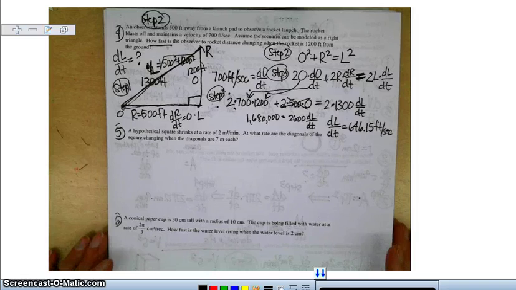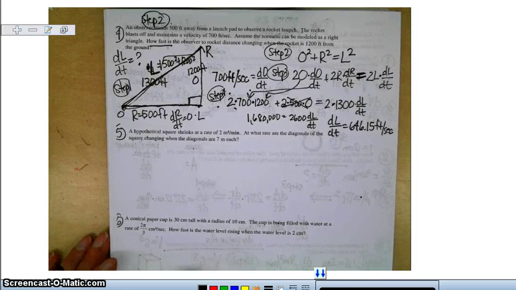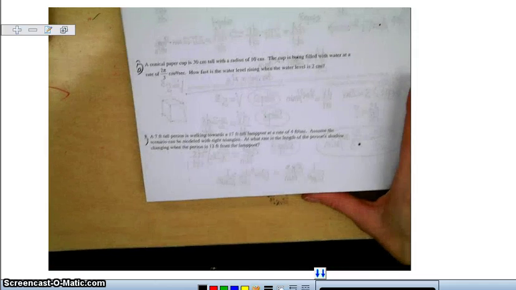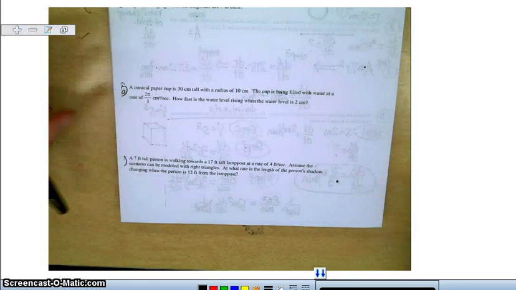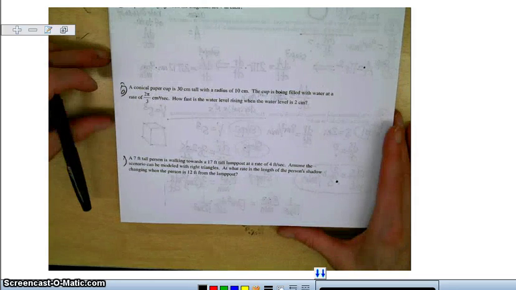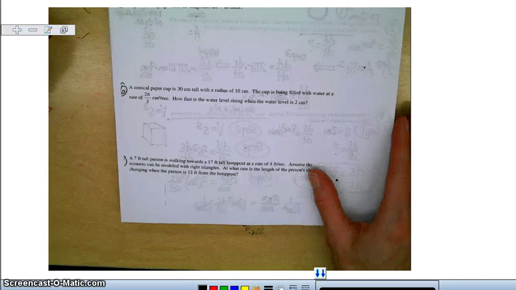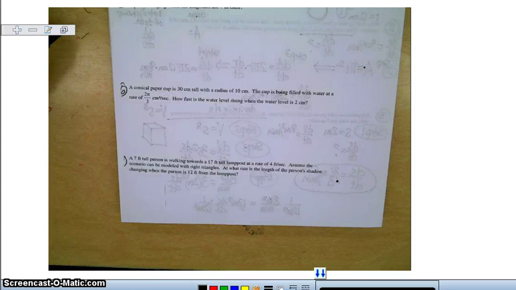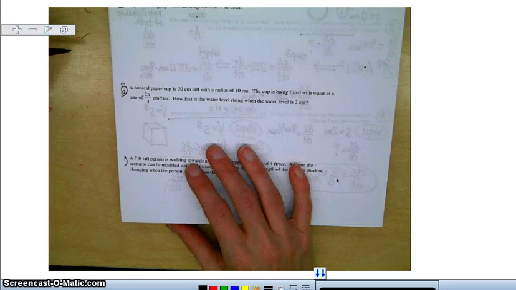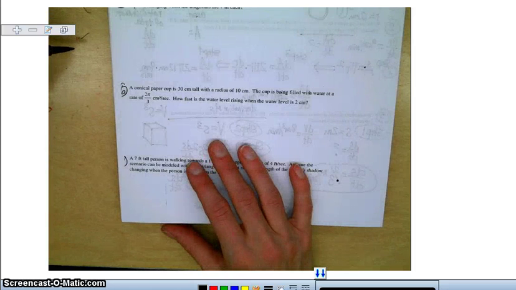All right, so I'm going to skip number 5 and we're going to look at number 6 right now. So we've got a conical paper cup that is 30 centimeters tall with a radius of 10 centimeters. And the cup is being filled with water at a rate of 2 pi over 3 centimeters cubed per minute. How fast is the water level rising when the water level is 2 centimeters?